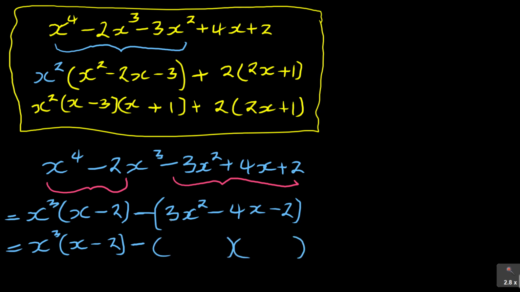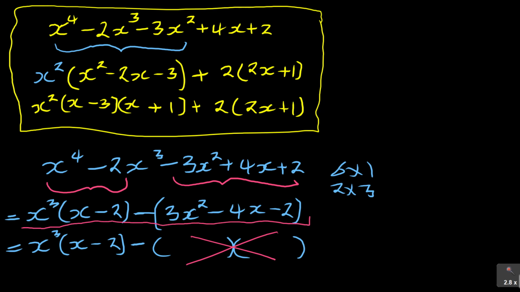I don't think it's 3 times 2, 6. Factors of 6 are 6 and 1, and 2 times 3. These are the factors of 6, and they will not give us a 4, even if we add them or subtract them. So you cannot factorize this thing further. So it means it is complete here. Okay.